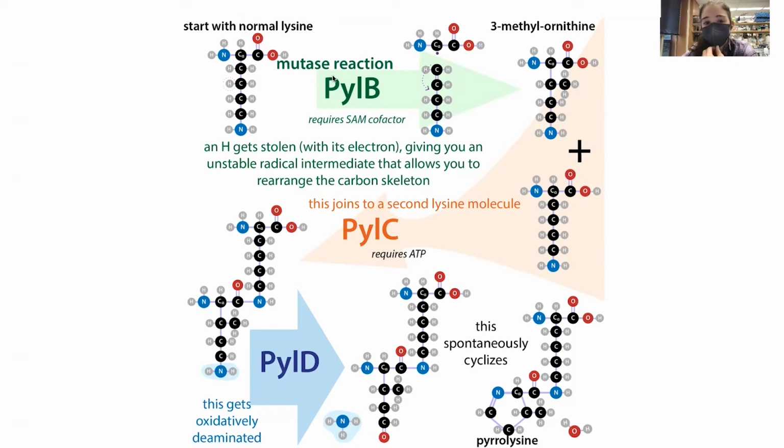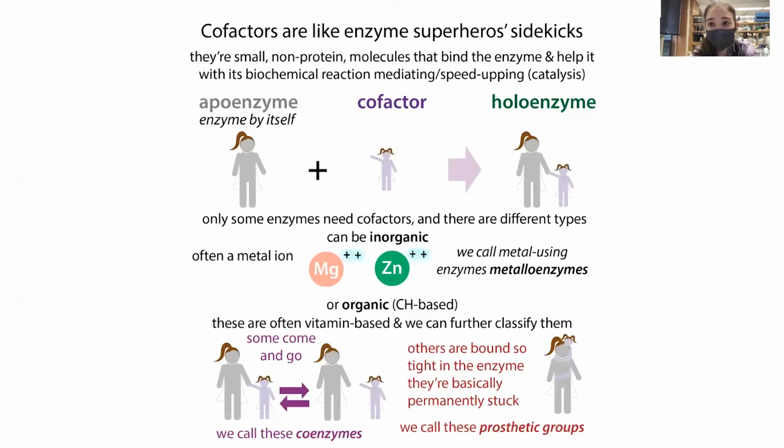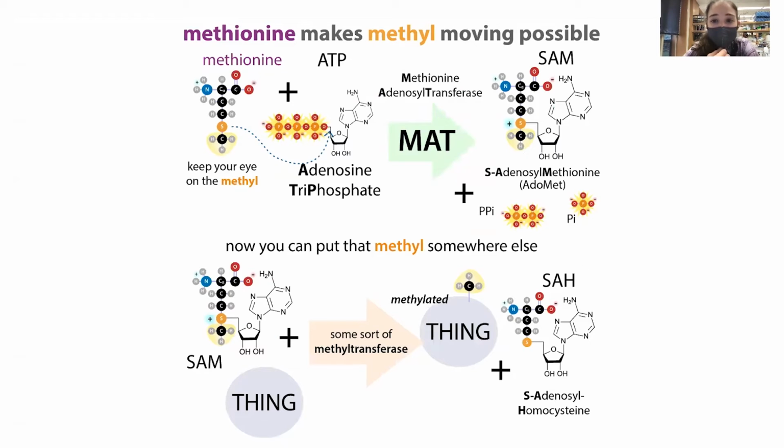It requires a SAM cofactor, S-adenosylmethionine. A cofactor is like an enzyme's helper or sidekick. It's another molecule that the enzyme binds to and uses to help it work. In this case, it's S-adenosylmethionine. We talked about this guy a lot when we were talking about methionine and methylation, but there we were talking about how it was used to move a methyl group. That's not what we're talking about here.